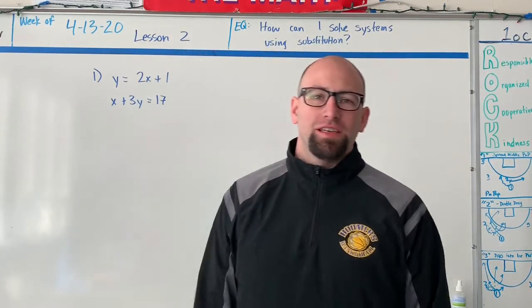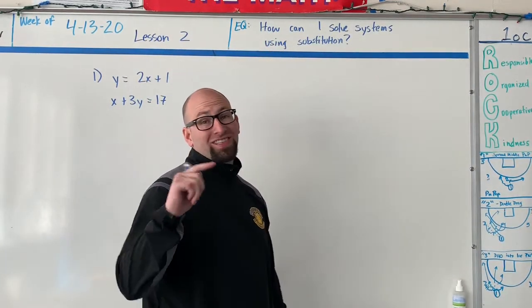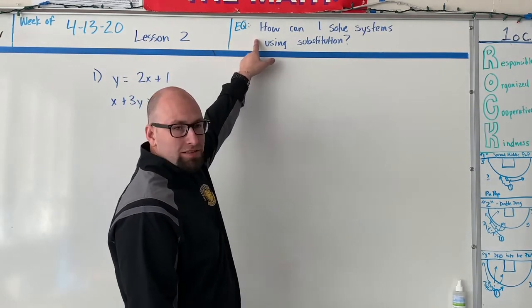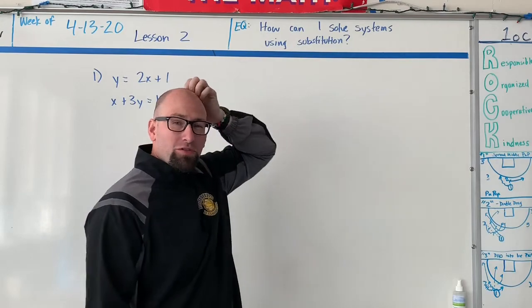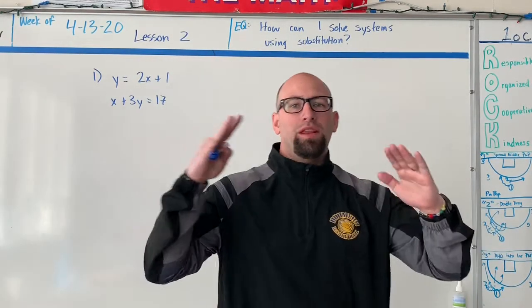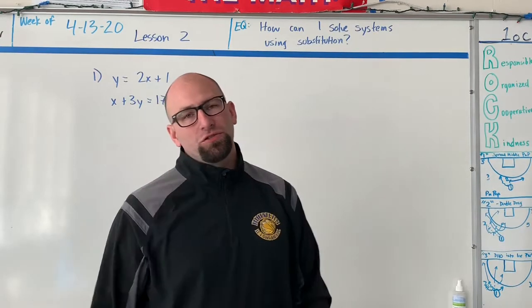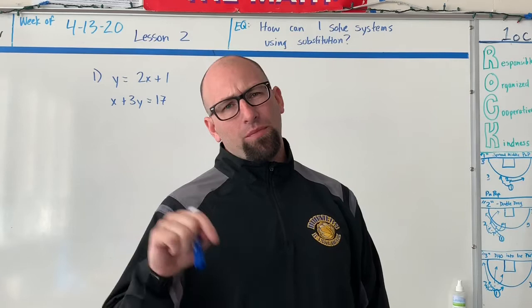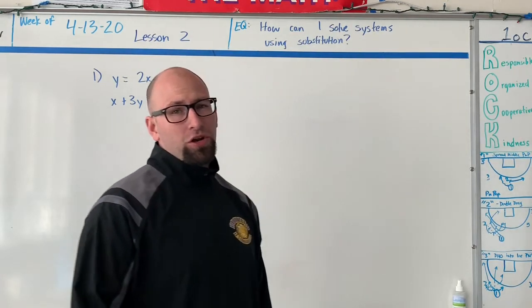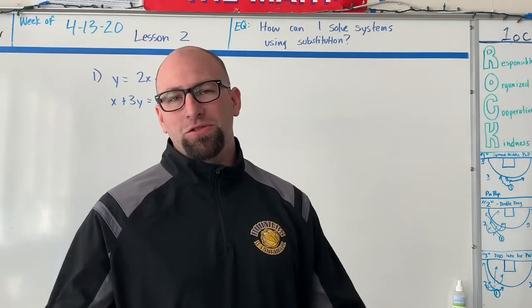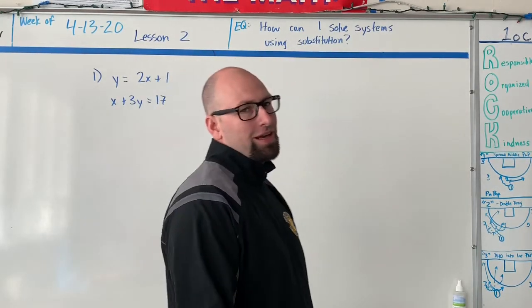It's Mr. Townsend. We're going to go over our second lesson in Algebra 1. How can I solve systems using substitution? So we're going over systems of equations. That's where you have two linear equations, and at some point they cross, and that point is called the solution, the point of intersection. And so what we want to do is figure out where that point of intersection is. So we're going to use the method of substitution. It's one of my favorite methods. I enjoy doing it, and I hope you enjoy it as well.